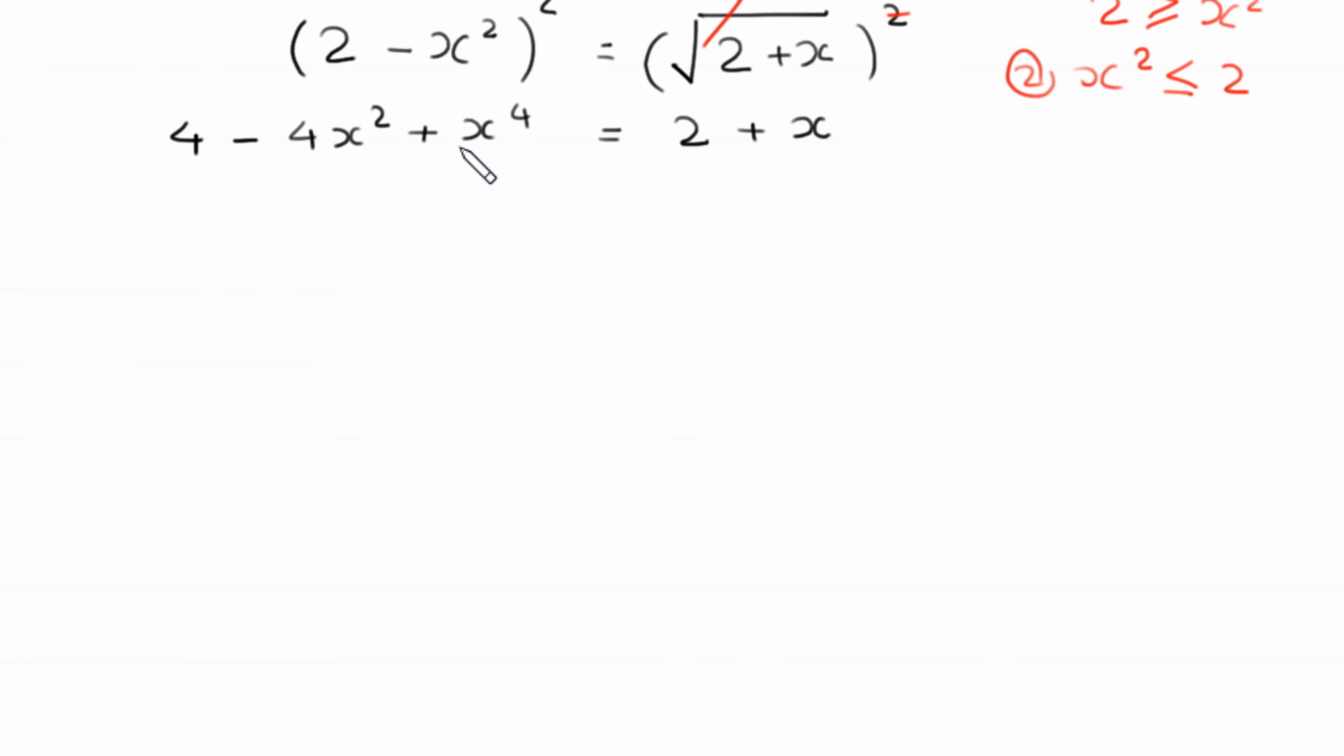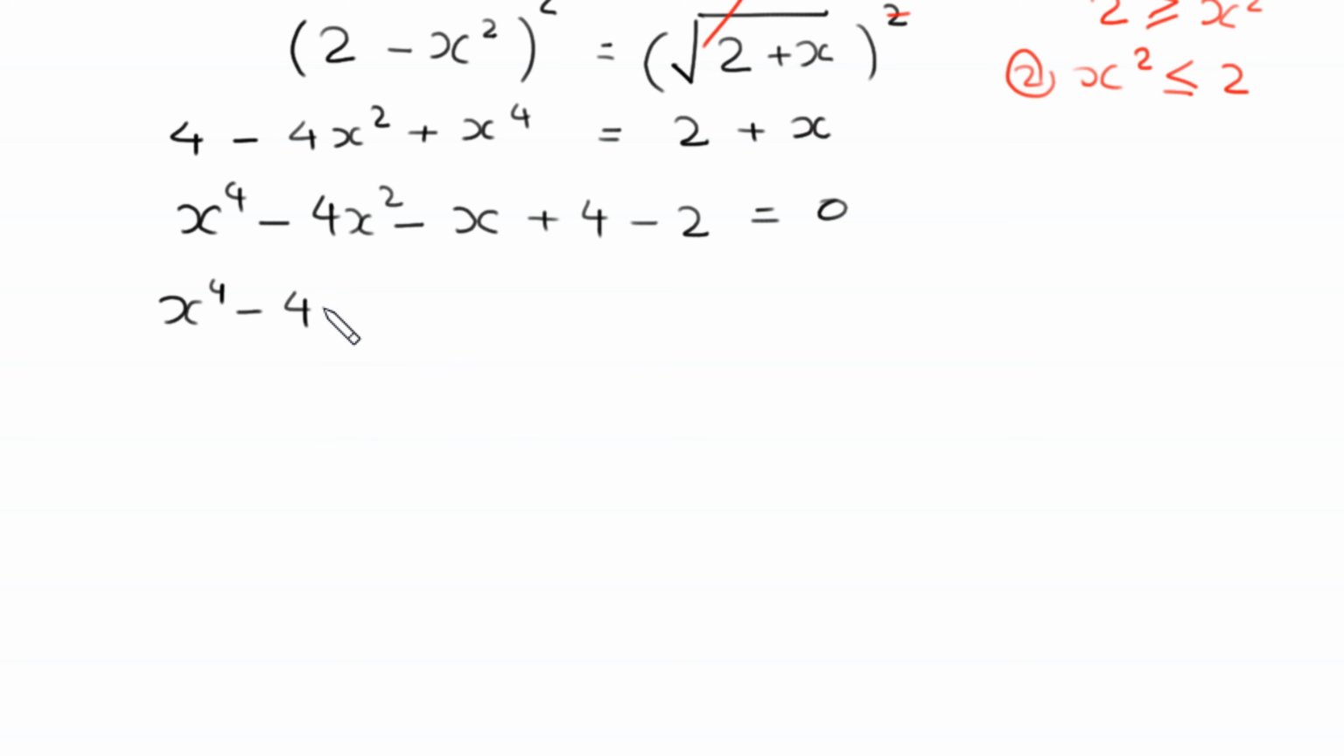Now we rearrange these terms. We write this x to the power 4 first. Then we write this negative 4x squared, and we move this plus x to the left side, it becomes negative x. Then we write this plus 4. This plus 2 becomes negative 2 on the left side, equal to 0. Next, x to the power 4 minus 4x squared minus x, 4 minus 2 plus 2, is equal to 0.